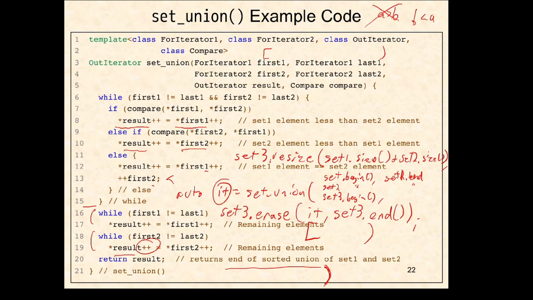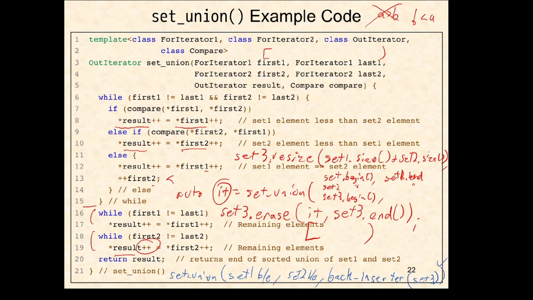There's a slightly easier way to do this, and I'm running out of room for places to write here. So literally erasing down at the bottom. What we can do is, instead of resizing container 3, so when I do set union, I could do the set 1 begin and end, set 2 begin and end, and I would do comma back_inserter parentheses set 3. And we'd have to give it the functor.